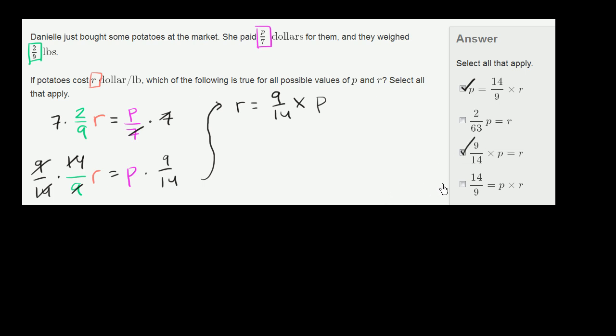And then finally, they're solving for 14 over 9. Let's see if this is true right over here. So we could go back to what we had. And we saw that 14 over 9 times R is equal to P. If we wanted to solve for 14 over 9, we could divide both sides by R, and you would get 14 over 9 is equal to P over R, not P times R. So this one is not true. So these are the two that actually apply.